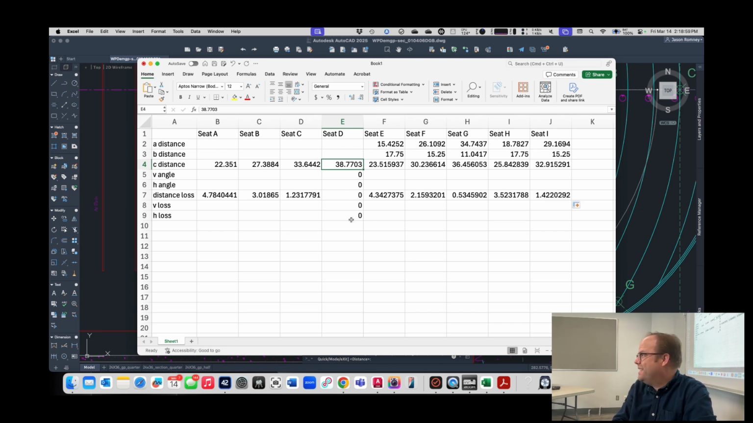And that's the point, right? We're aiming at seat D because that's the farthest away. And so when we go off axis and we lose level from going off axis, we're hoping to gain that level back because we're getting closer.